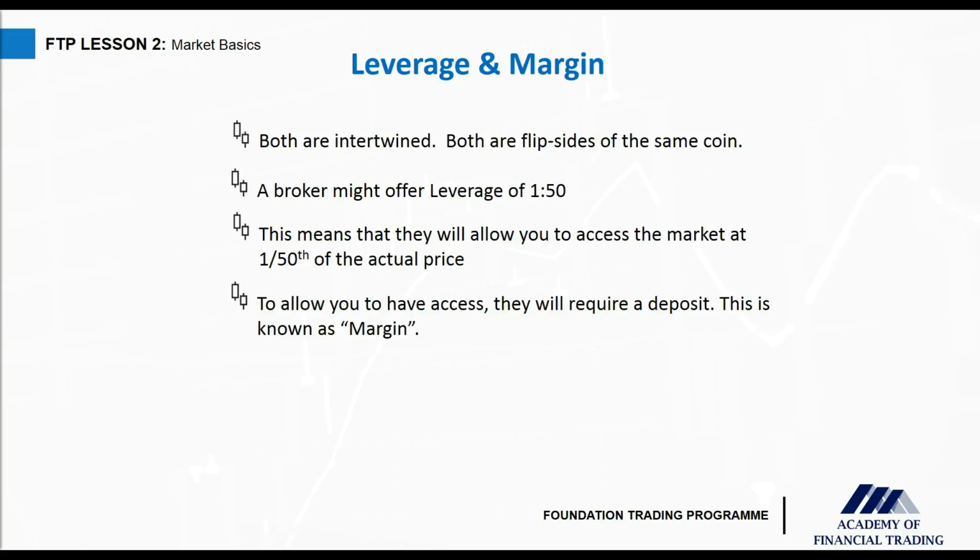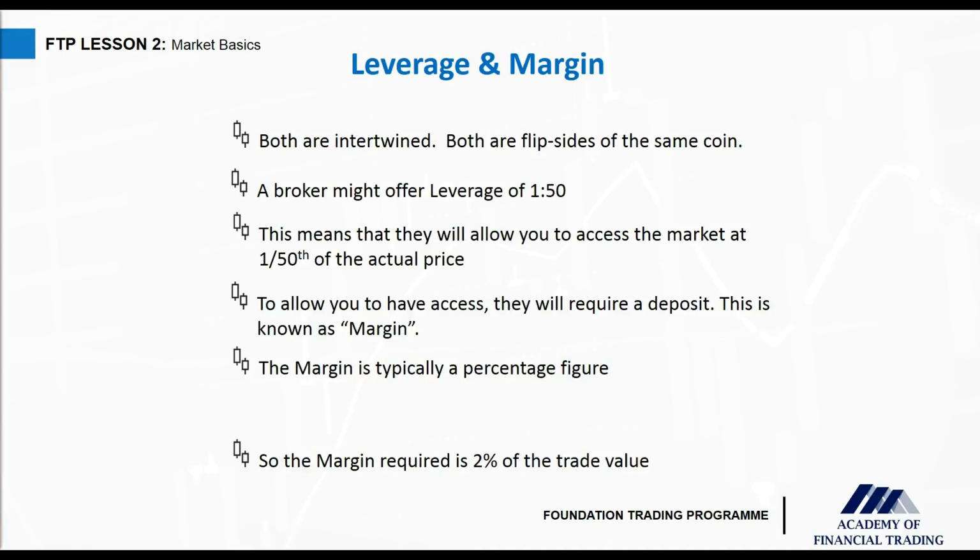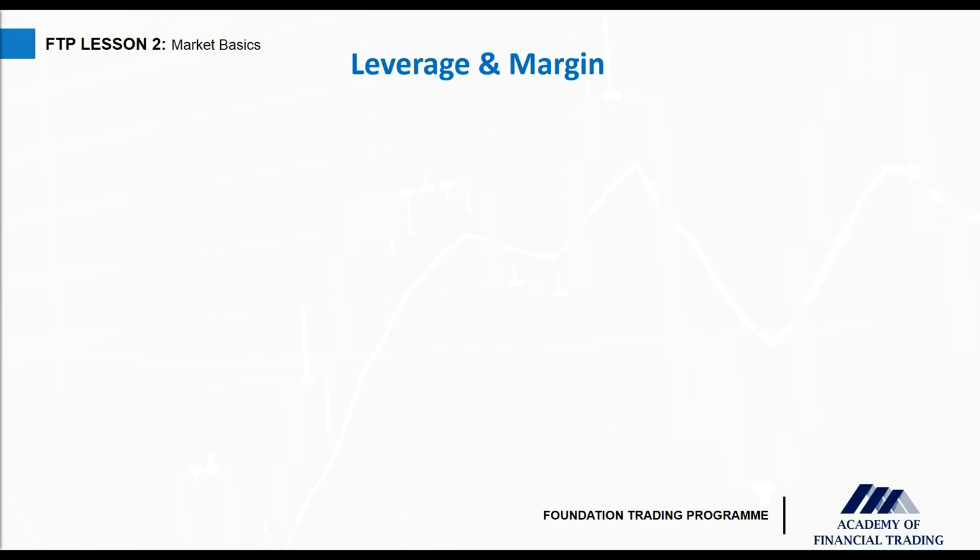So allow you to have access. Obviously, they require a deposit. You need to put some money in. They're not going to let you do it for free. And this deposit is known as a margin. The margin is typically a percentage figure. So if the margin required is 2% of the trade value, as it is in this instance, it would be 1 to 50, or 0.02, or 2%. Right? So you can say what the value is. If they say margin is 2%, then the leverage you're getting is 1 to 50 or 50 to 1, depending on how you want to say it.